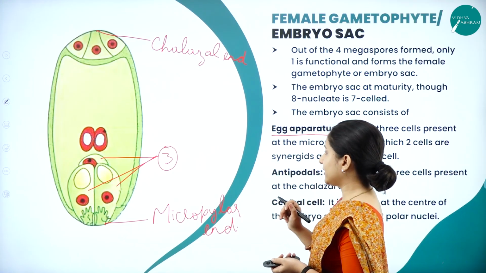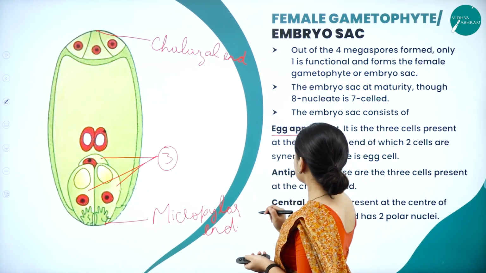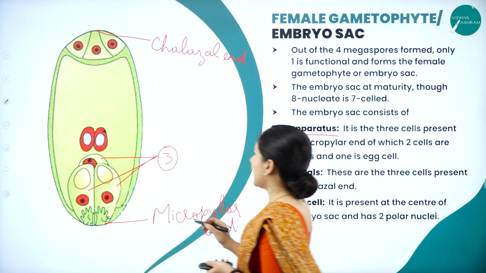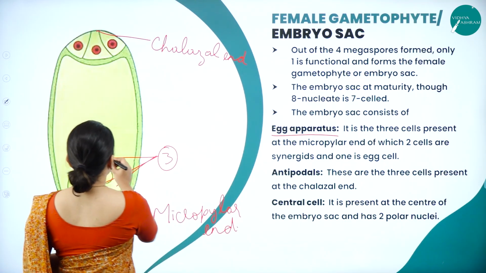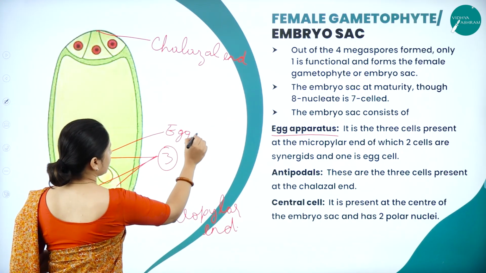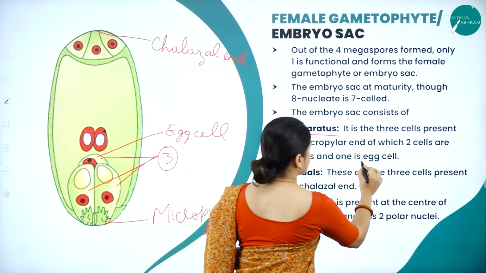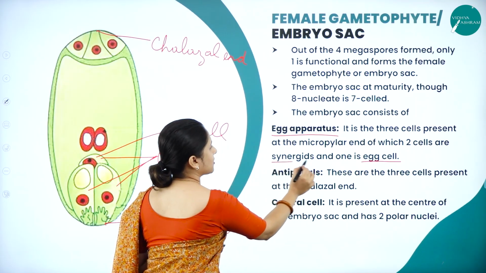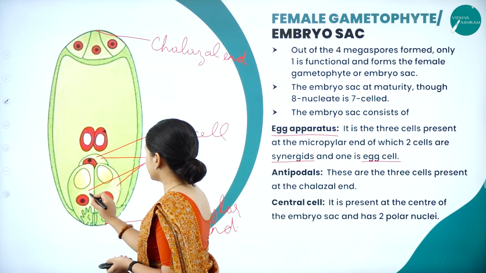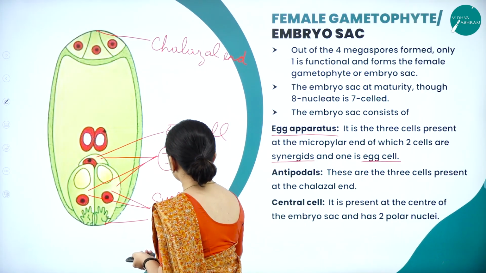So in the micropylar end, the embryo sac is made up of the egg apparatus, and the egg apparatus consists of 3 cells. Out of the 3 cells, one is called the egg cell, and the other 2 cells are called the synergids.